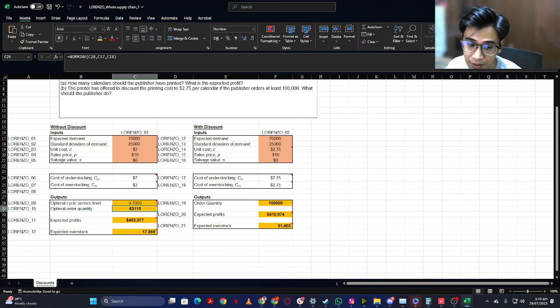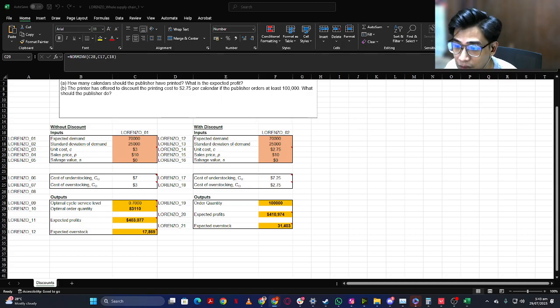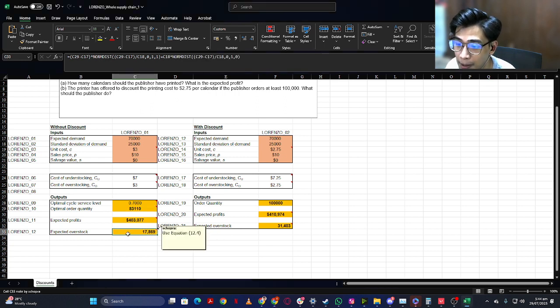The next step is to compute the expected profit. Using equation 12.3, we calculate the expected profit, which is equal to 3,777. Here you can also see the expected overstock, which we can compute as around 17,869. As you can see, we just have to use the normal distribution. So let's head on with part 2, the discount.